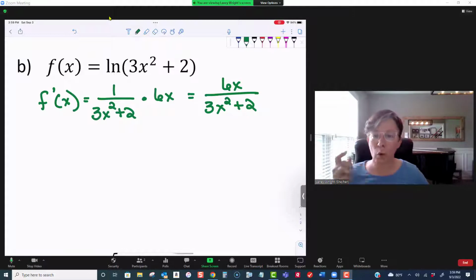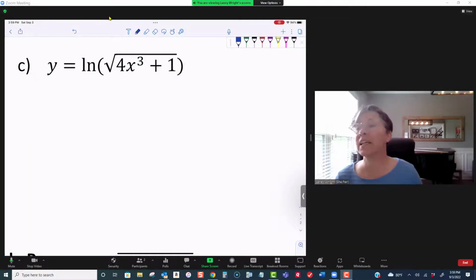Be careful, go back to your algebra. We cannot reduce the x's or the 3 and the 6 or even the 2 and the 6 here because of that plus sign. You can only reduce factors, things that are being multiplied or divided, not things that are being added. So let's take a look at C.